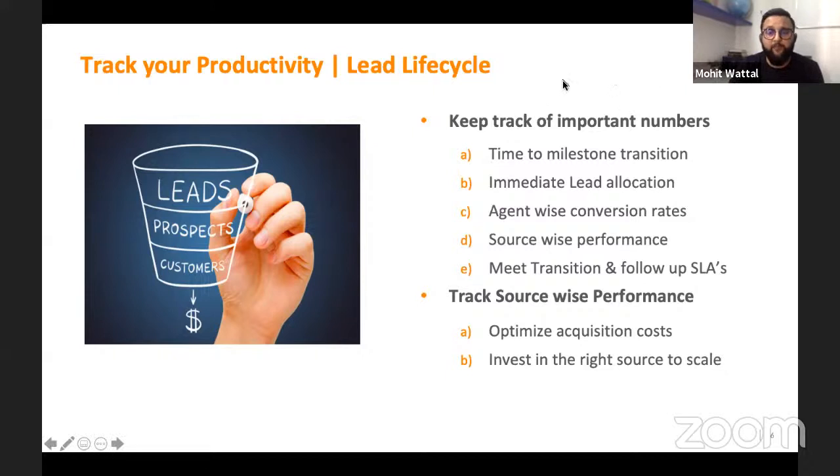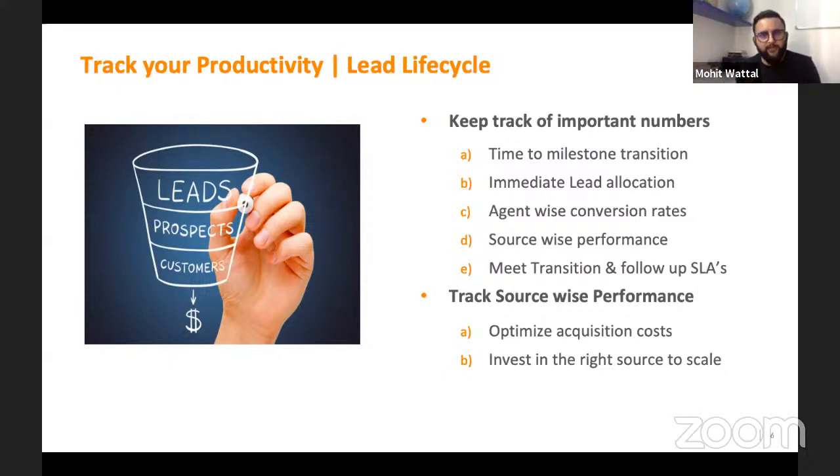Now, to track what is the time. So we were talking about milestones. Every lead life cycle has got different milestones. What are those milestones? What is the time? What is the user behavior, the time the user is taking to cross those milestones, is very important to be tracked.